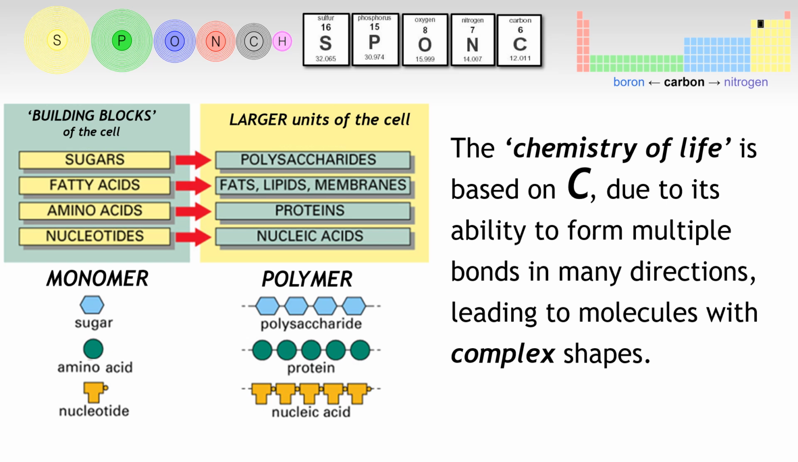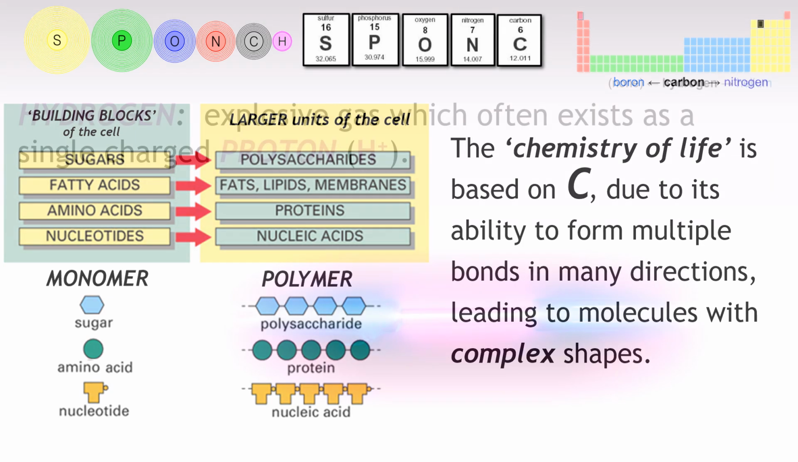So we have what are called monomers and polymers. Monomers are the building blocks, the general term for the building blocks. And polymers are the chains that are made from these building blocks. And in the particular case of proteins, these chains can become very complicated and have really complex shapes, which is good because we often need to make very specific shaped molecules to do specific things. The chemistry of life is definitely based on carbon.